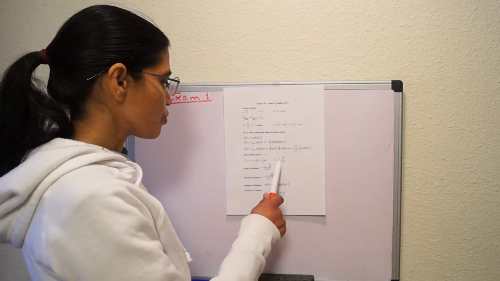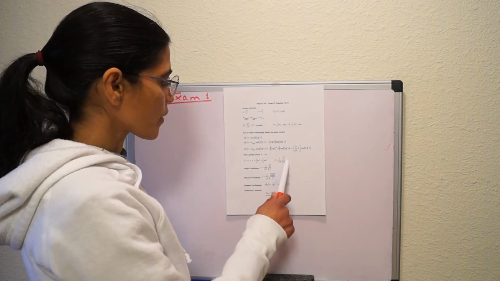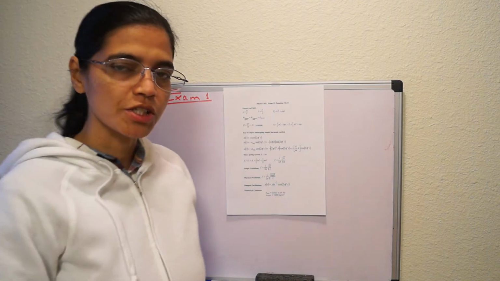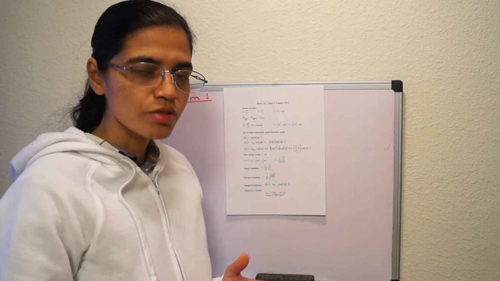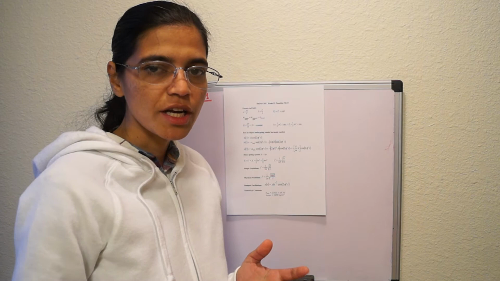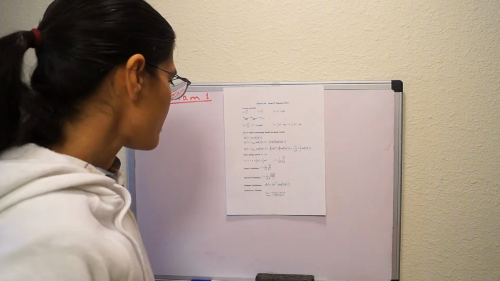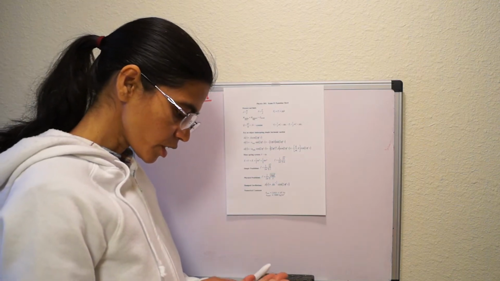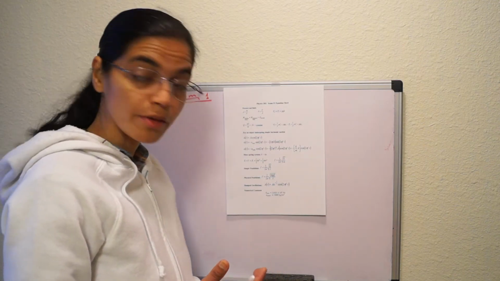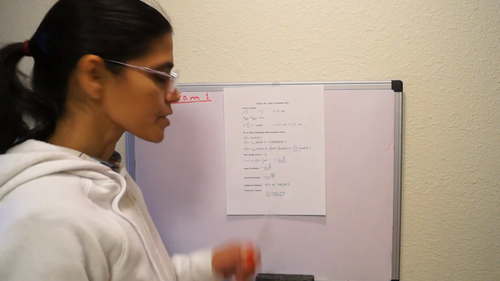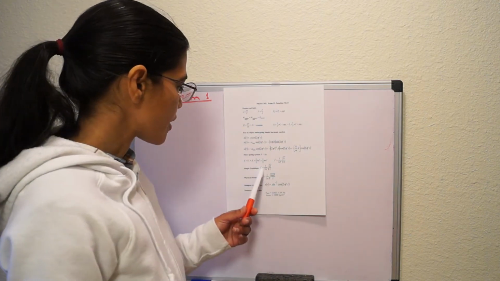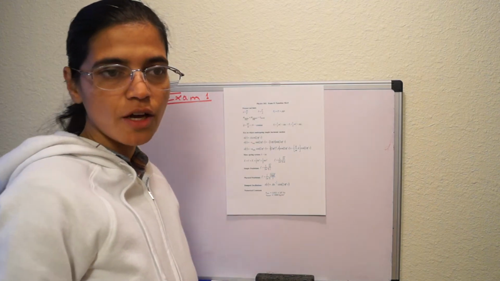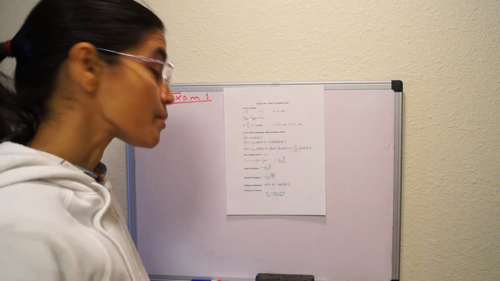f equals 1 over 2 pi square root of k by m, where f is the frequency, right? So you can determine the frequency of oscillation of a spring-mass system using two things: one is the spring constant, another is the mass. Simple pendulum: we can also determine the frequency of a simple pendulum. Remember, f equals 1 over 2 pi square root of g by l, where g is the free fall acceleration and l is the length of the simple pendulum.